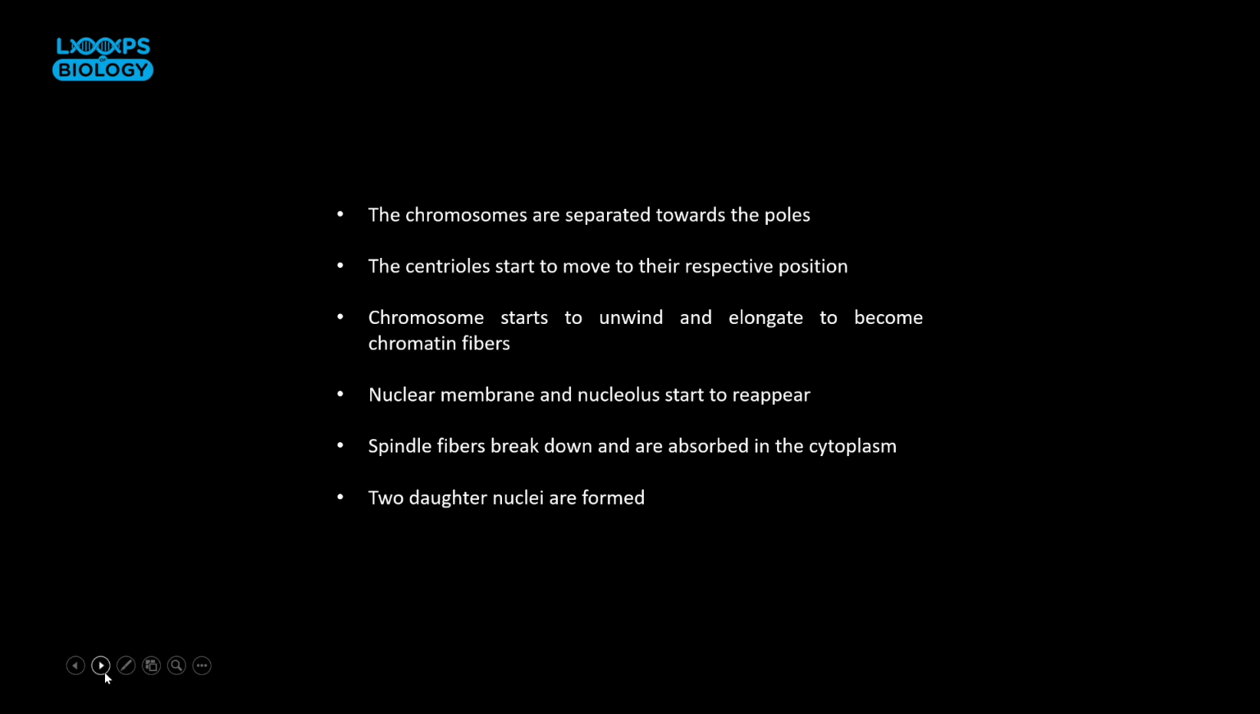Now what is happening? Let's see. The chromosomes are separated towards the poles. Chromosomes reach their respective poles. The centriole starts to move to its respective position. Now the centrioles which are present on the poles start to move to their respective position, that is, on the equator.